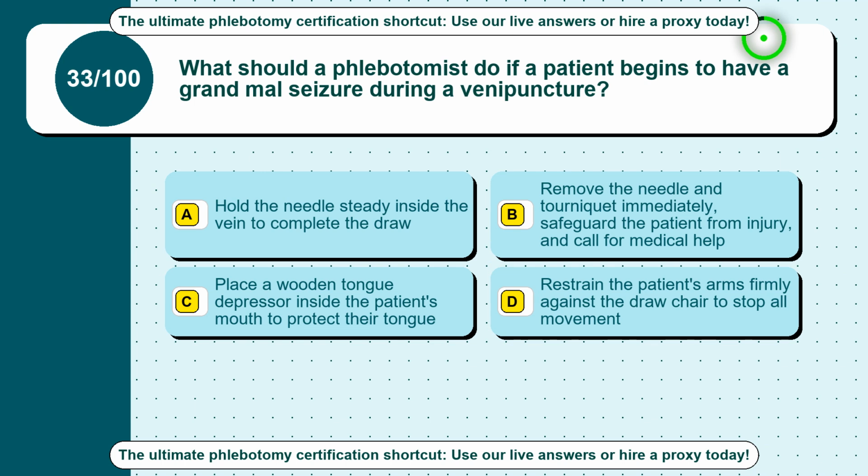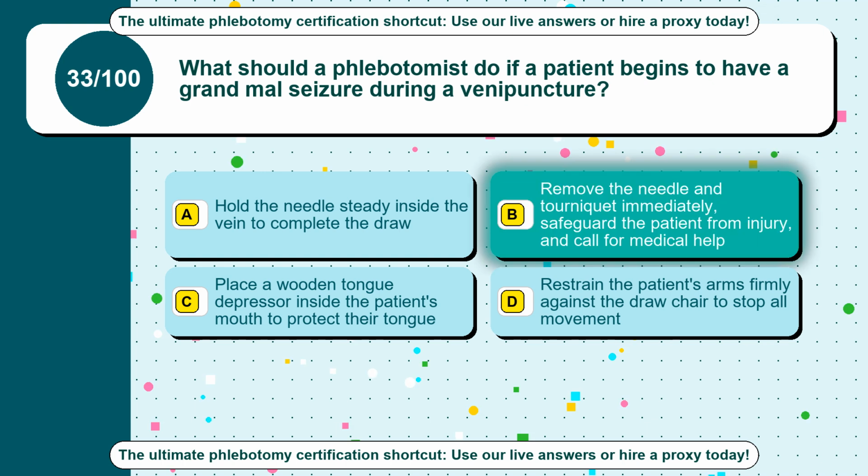Question 33. What should a phlebotomist do if a patient begins to have a grand mal seizure during a venipuncture? Option A, hold the needle steady inside the vein to complete the draw. Option B, remove the needle and tourniquet immediately, safeguard the patient from injury, and call for medical help. Option C, place a wooden tongue depressor inside the patient's mouth to protect their tongue. Option D, restrain the patient's arms firmly against the drawer chair to stop all movement. The correct answer is option B.